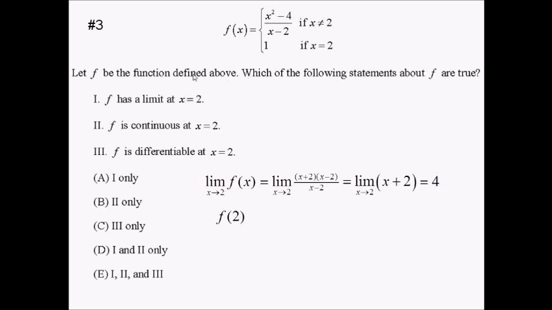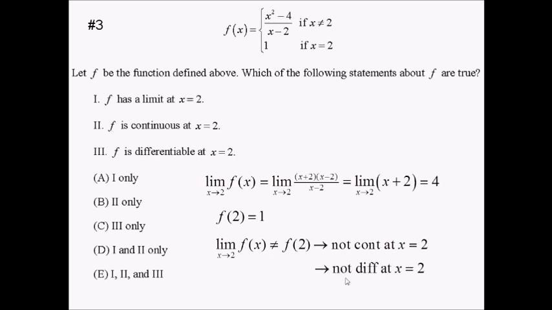Option 2, though, not so much, because f of 2 equaling 1 means that the limit and the function value do not match up. So this function is not therefore continuous. So we can eliminate option 2. Since we're not continuous, that implies that we also are not differentiable at x equals 2. So in the end, only option 1 is true. So choice A.